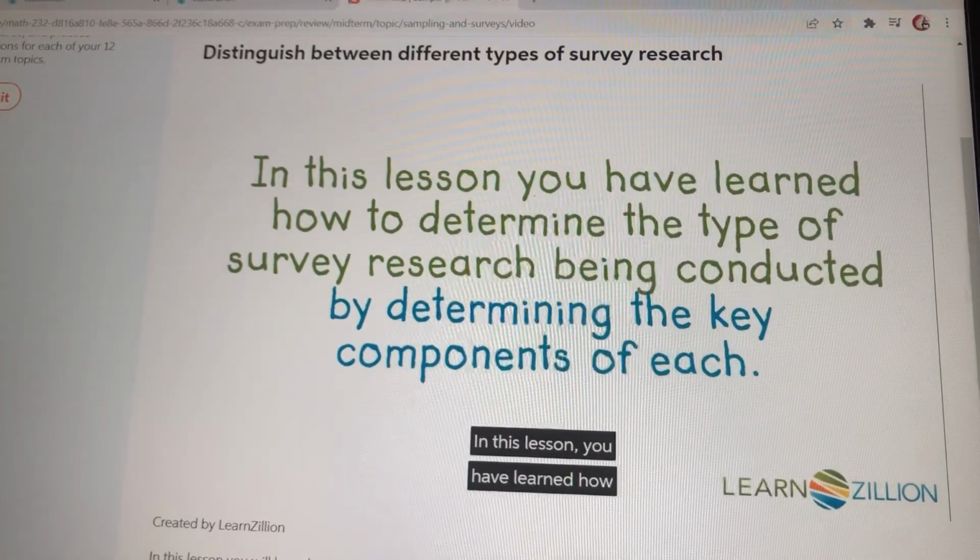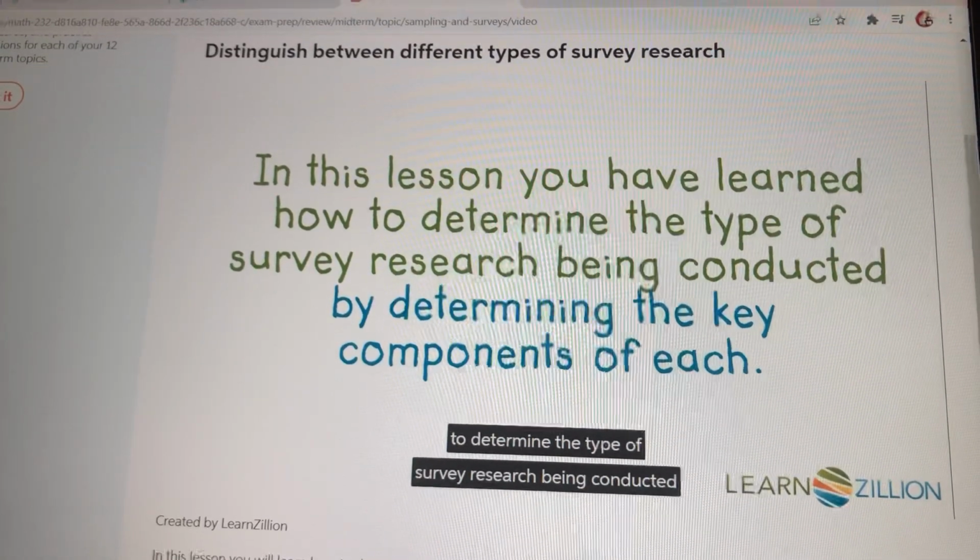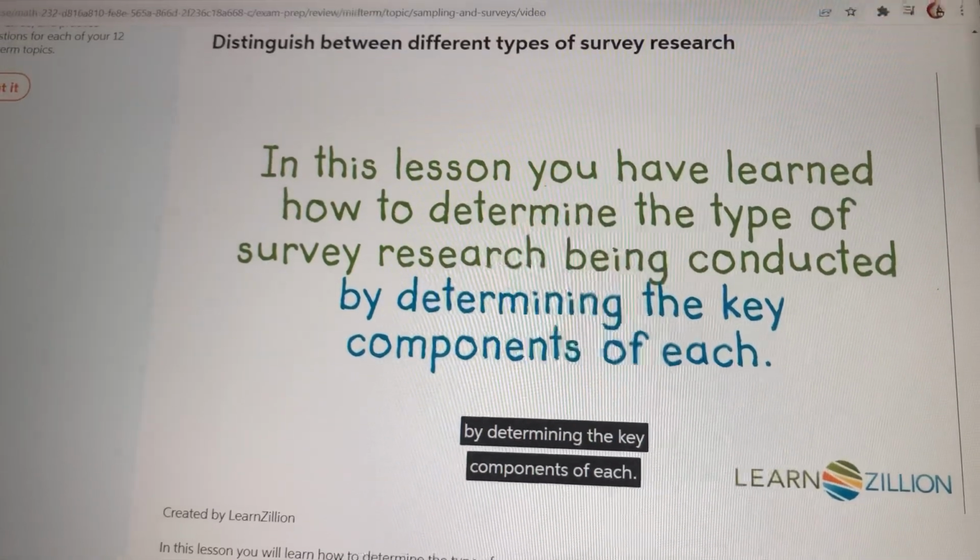In this lesson, you have learned how to determine the type of survey research being conducted by determining the key components of each.